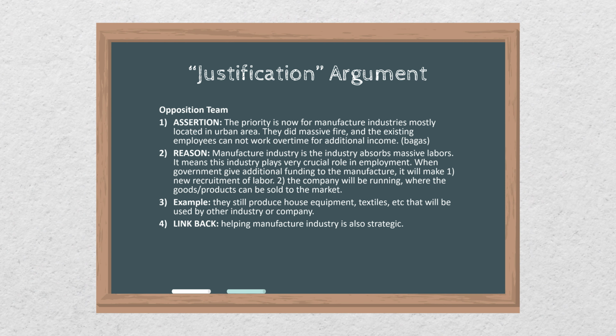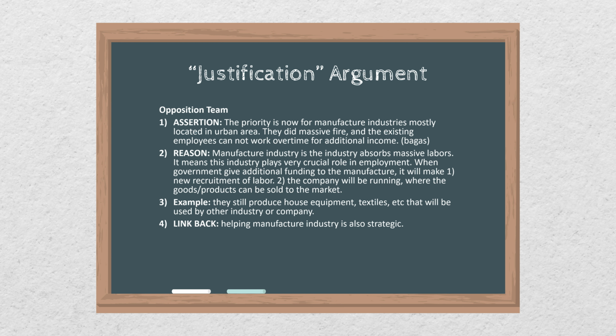Now imagine if you are the opposition team. Okay, so you will say that the priority right now should go to the manufacturing industry, because in manufacturing industry, mostly allocated in urban area, they did massive fire and the existing employee cannot work overtime for the additional income. That's the assertions. What are the reasons? Manufacturing industry is the industry absorb massive labors. It means that this industry play very crucial role in employment.